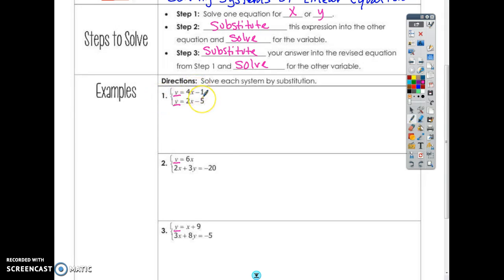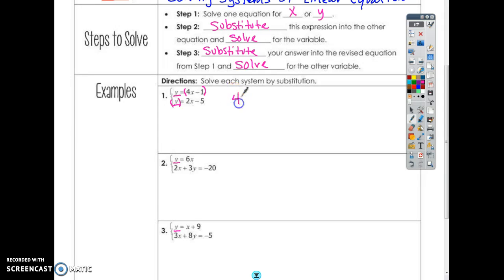You have two linear equations, and we're looking for the solution of it. And in order to find the solution of it, we're going to set them equal to each other. Because this one says that y equals 4x minus 1, and this one says y equals 2x minus 5. So both y's can equal each other. So I'm going to plug in right here. I'm substituting 4x minus 1 into that y because it tells me that that's what y equals.